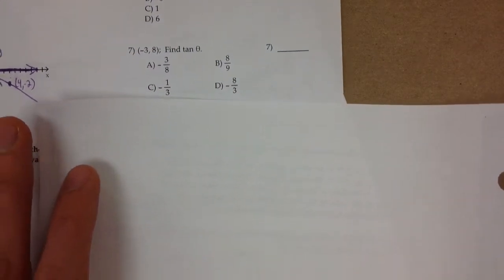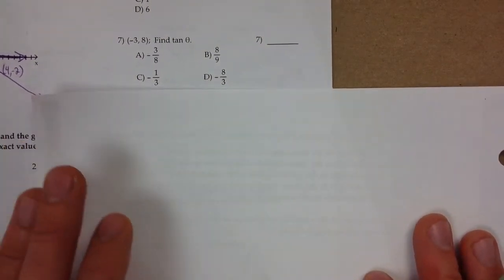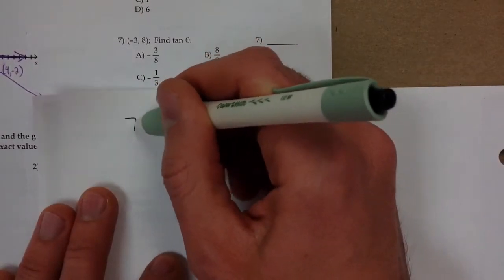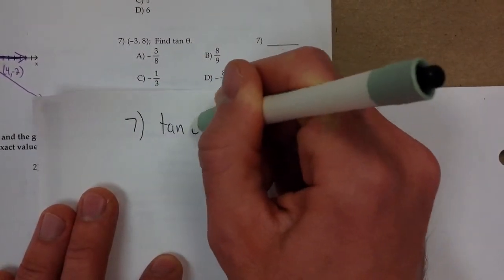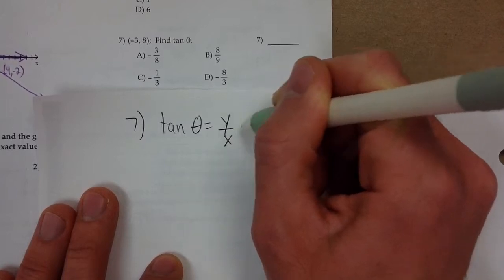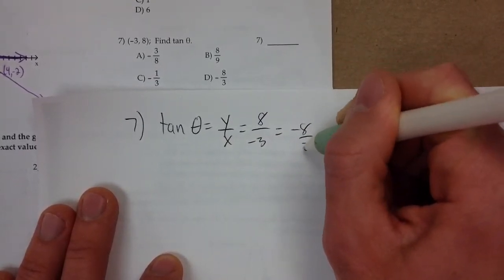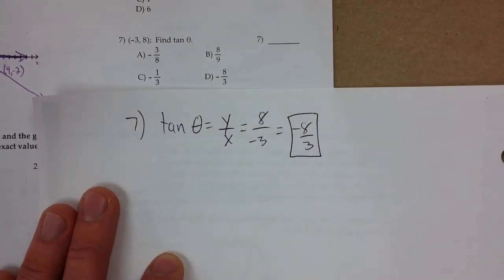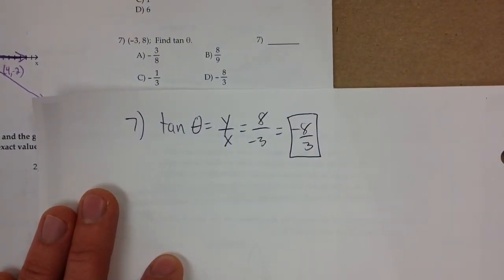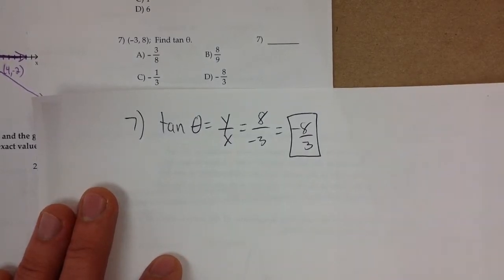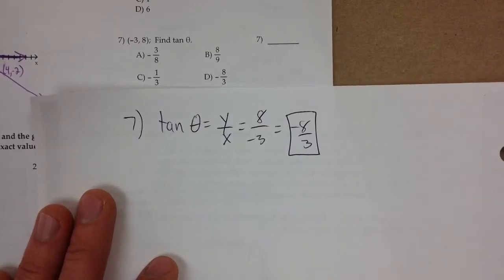Next, Vicky, number 7. Super simple. Tell me the definition of tangent. Y over x. So we just do 8 over 3. Yep. Okay, I'm sorry it's not more difficult. No, that's fine. Don't worry. Thanks, you guys are good to me. That's right. All things are difficult before they become easy.